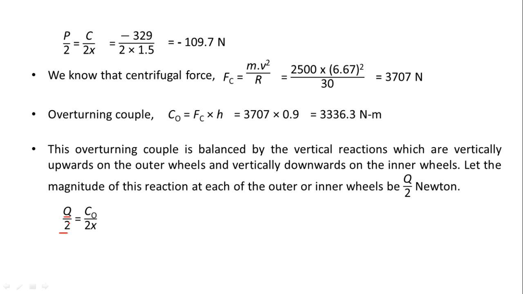So C naught by 2x. C naught is 3363, and x is the width of the vehicle, 1.5 meter. So 3363 by 2 into 1.5 will give you the centrifugal load on each wheel. That is 1121.1 Newton, right?